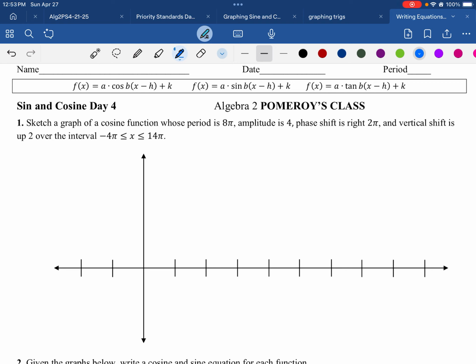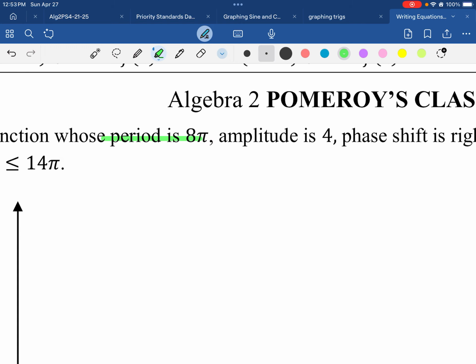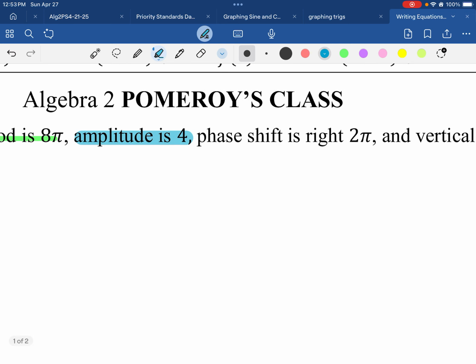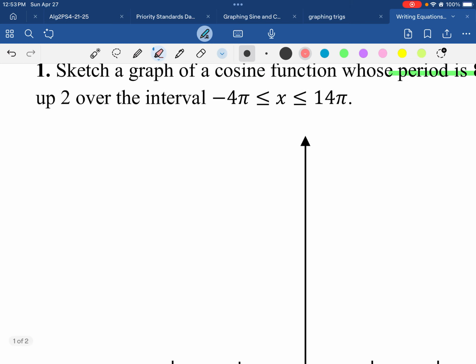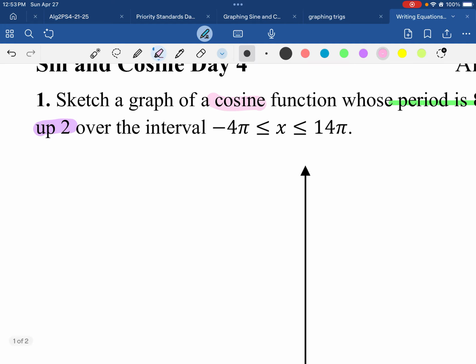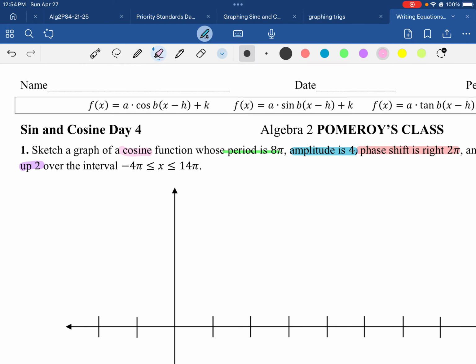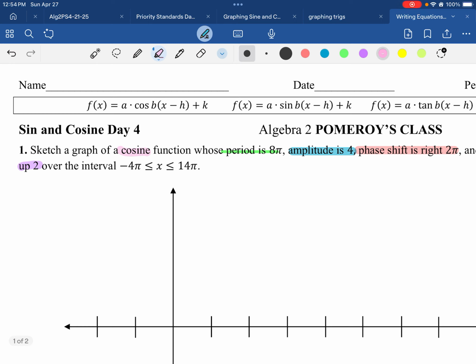So what you want to do is break it down into information you know. We have a period of 8 pi. You have an amplitude of 4. You have a phase shift right of 2 pi. Vertical shift is up 2. And then the other big thing that we need to know is that we have a cosine function. So taking all that information, I'm going to write down what we got and work out from there.